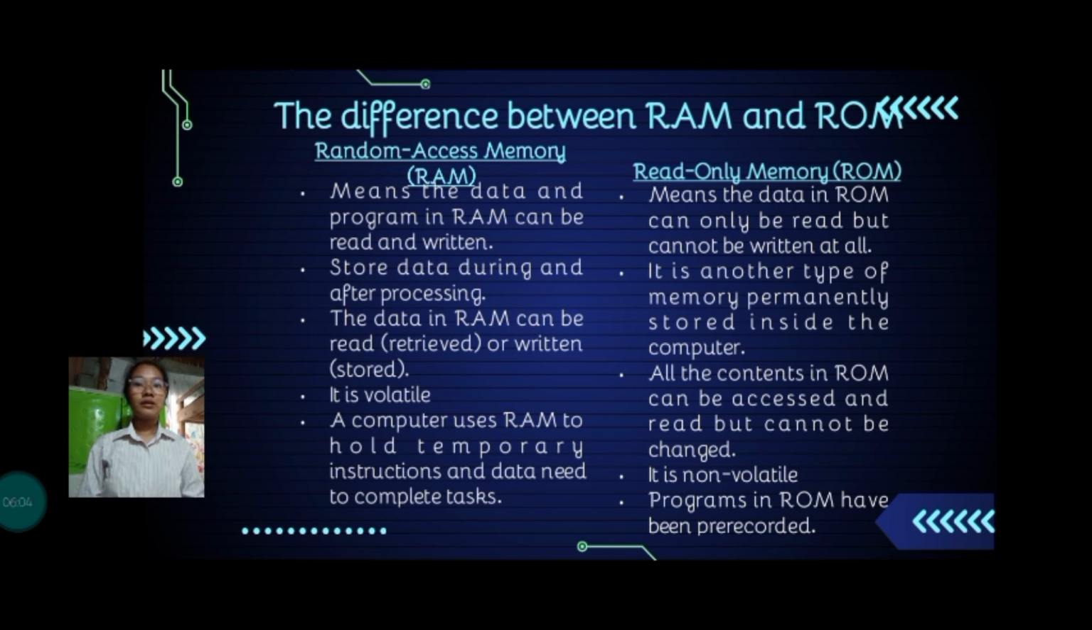While the ROM, or the read-only memory, on the other hand, can only read the data but cannot be written. It is a type of memory that is permanently stored inside the computer. ROM is non-volatile, which means it holds the program and the data whether the computer is powered off or not. Also, programs in ROM can be pre-recorded. It can only be stored once and cannot be changed.